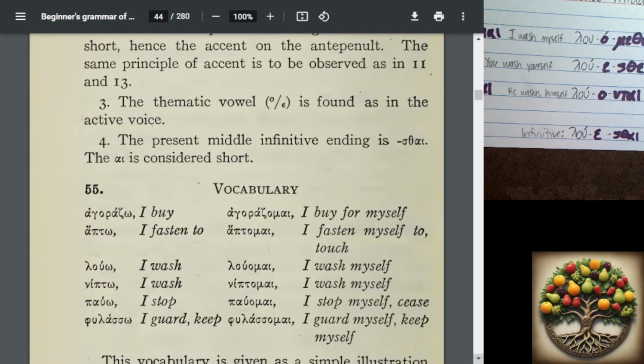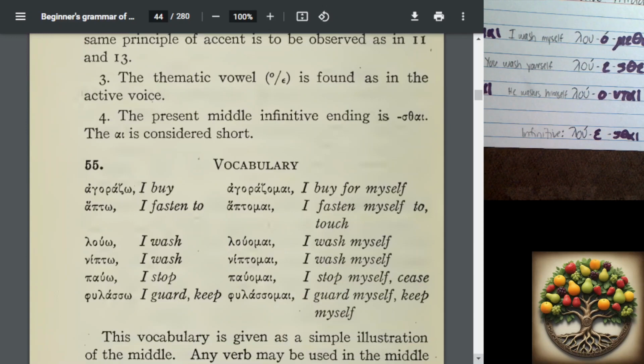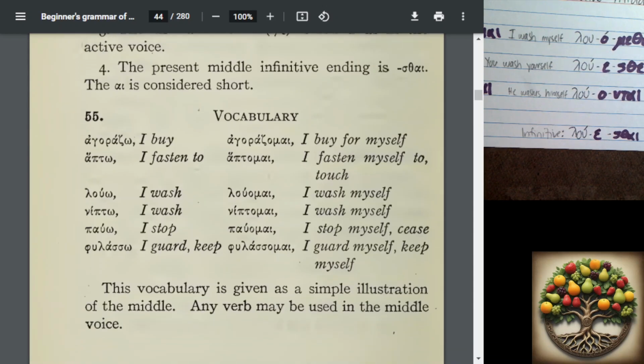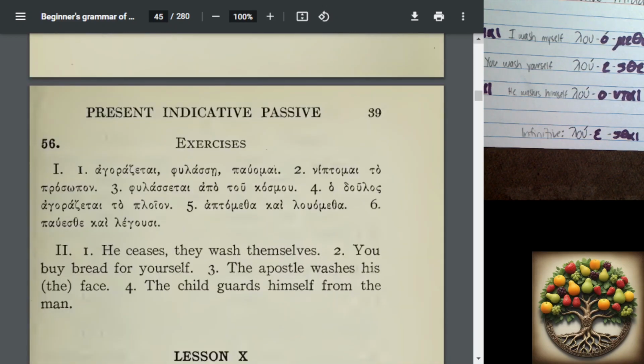And we're given some vocabulary words to kind of get a sense for the middle. I still am going to write these down on my vocabulary card in the exercise, but we have agorazo, hapto, luo, nipto, pauo, fulasso. And those are going to translate into the middle voice as agorazomai, haptomai, luomai, niptomai, pauomai, fulassomai. Any verb may be used in the middle voice. Now we're up to the exercise, so let's get ready for that.